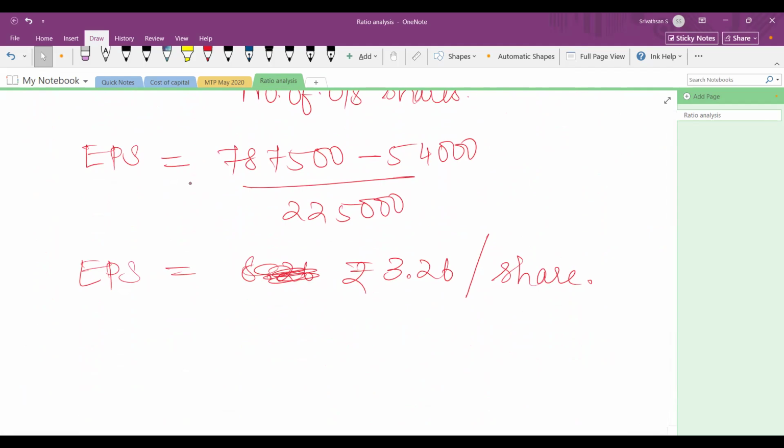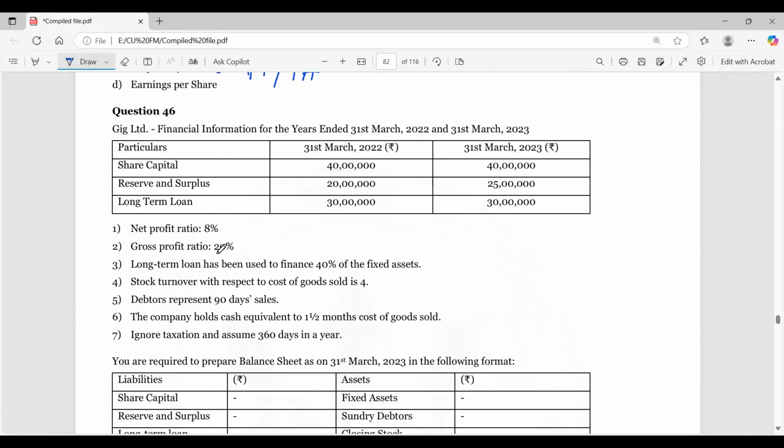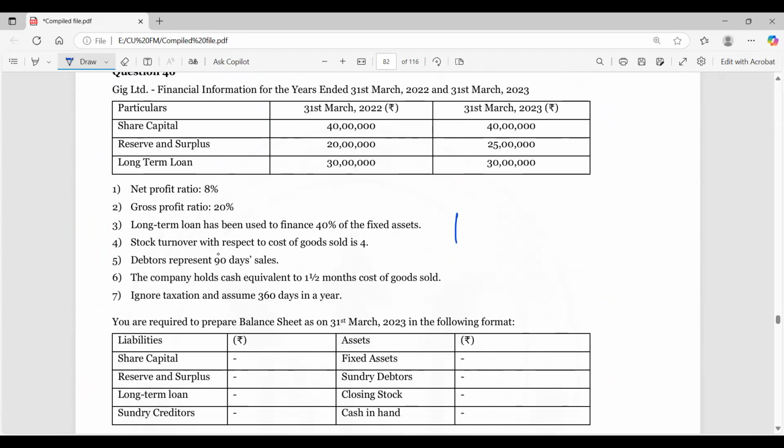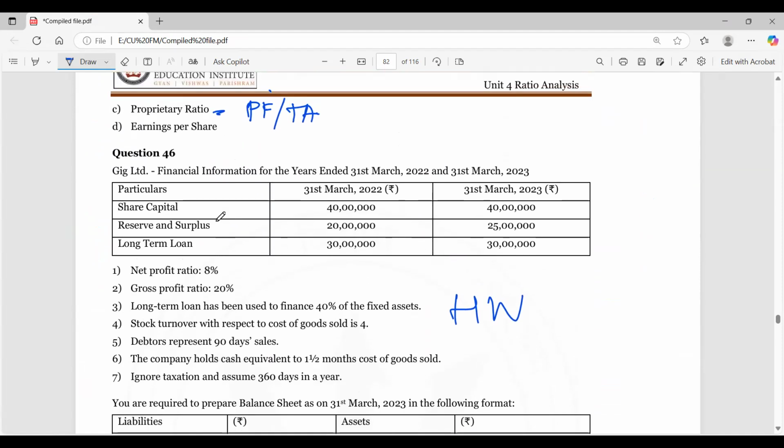It is 4 o'clock. After finishing one more question, we can go for a break. After finishing one question. Okay, 46. You can take as homework. Easy question. There is nothing in this. I will tell you only one small adjustment. I will tell you that, then you can do it.